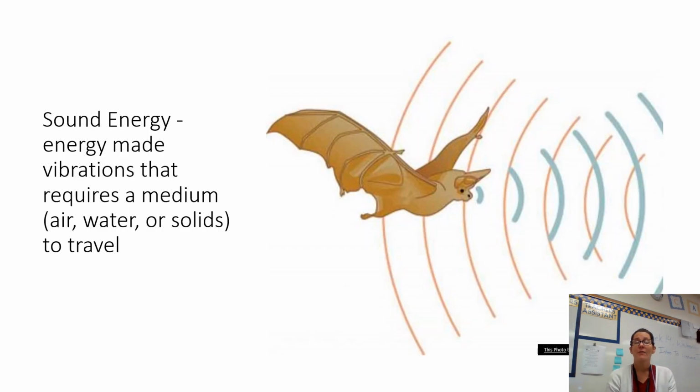Next, we have sound energy. Sound energy is energy made in vibrations that requires a medium, air, water, solids to travel. So the sound of my voice is traveling to you from the speakers in your computer. It's traveling through the air and going to your ears. So it's going through the particles in the air and it's vibrating in there. I know you can't see it, but that's what's happening.